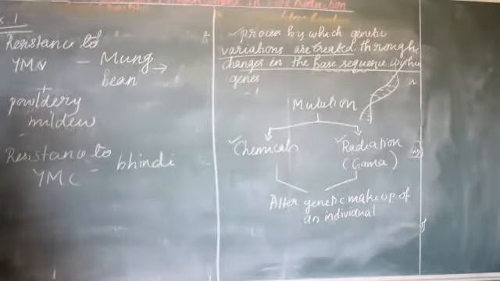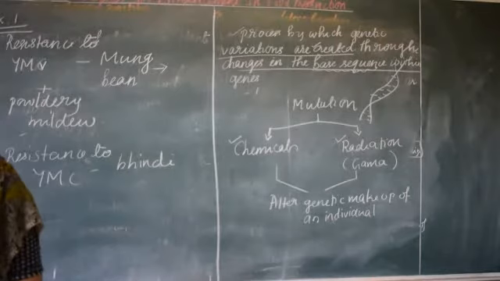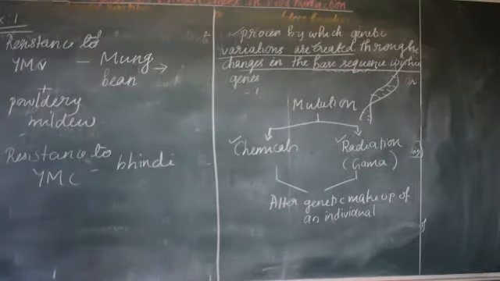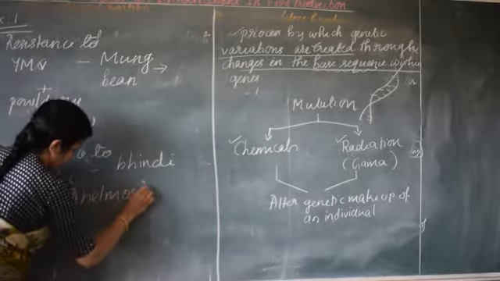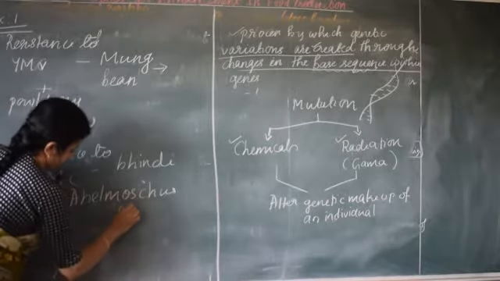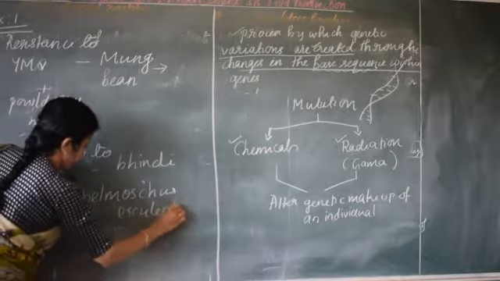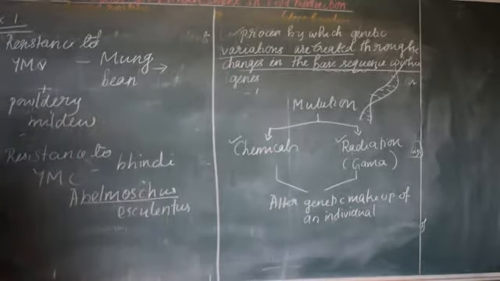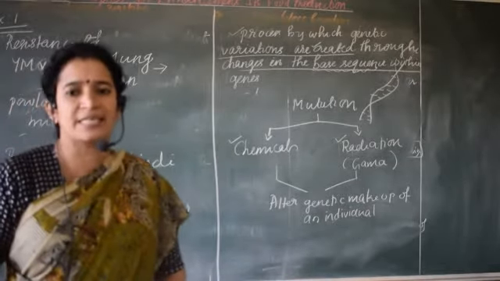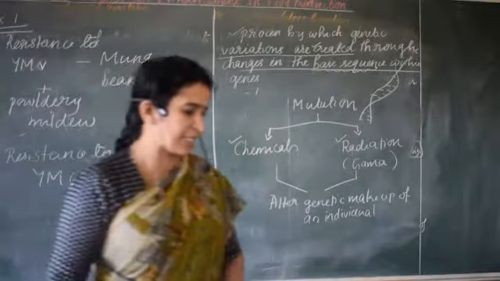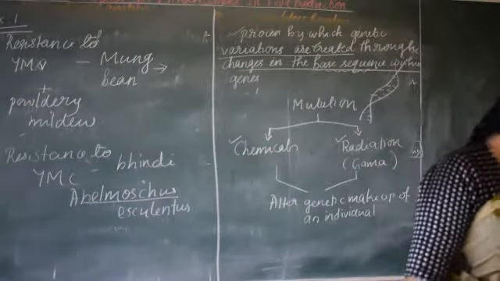Bendekai. So the resistance to yellow mosaic virus in bindi, the scientific name of this bindi is Abelmoschus esculentus. Abelmoschus esculentus is the scientific name of bindi, in which resistance to yellow mosaic virus has been developed.